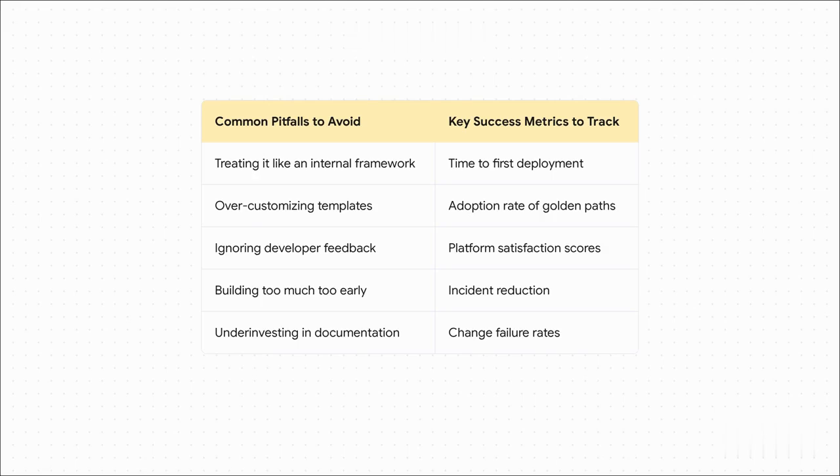Then on the right, this is how you measure success. You're not measuring lines of code, you're measuring outcomes. How fast can a developer get their first deployment out the door? Are people actually using your golden paths? Are developers happier? And are you seeing fewer incidents in production? These are the metrics that truly matter.